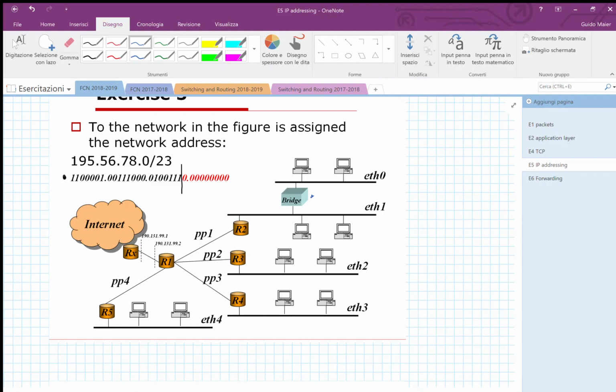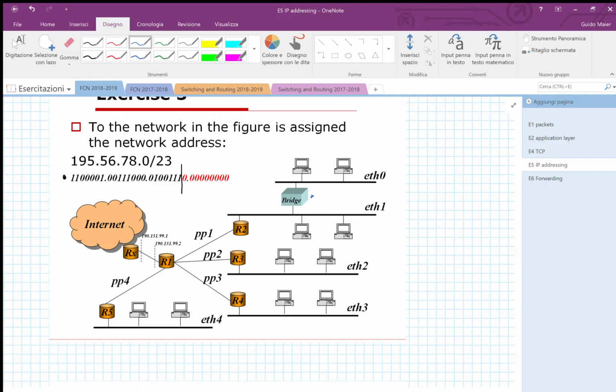So this equipment is not visible at layer 3. So whenever you have a bridge, it is included in an IP network. It doesn't separate the network into different IP nets. Instead, the router always separates the network into different IP nets, because you know that you cannot put 2 interfaces on the same network.